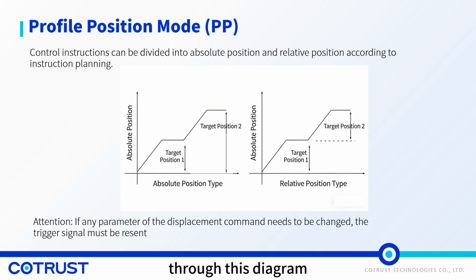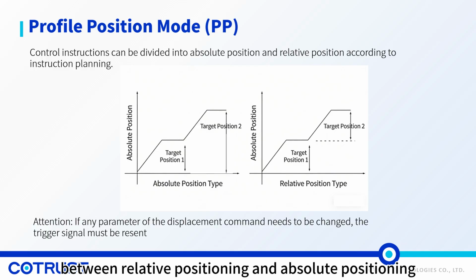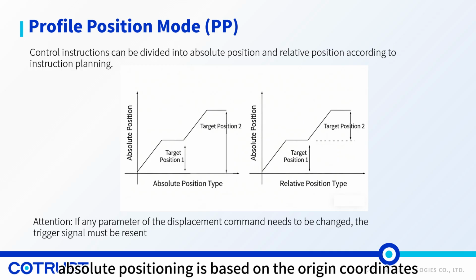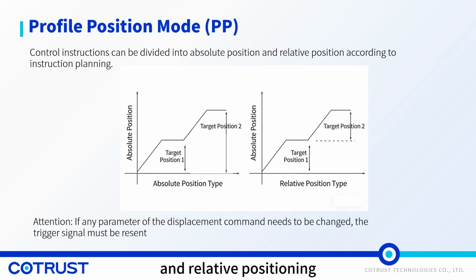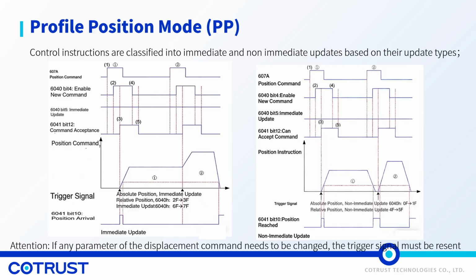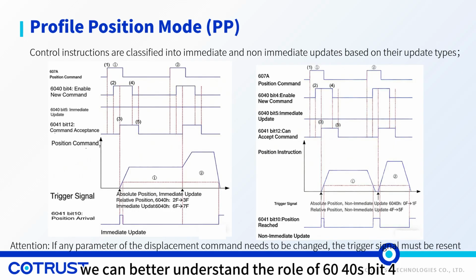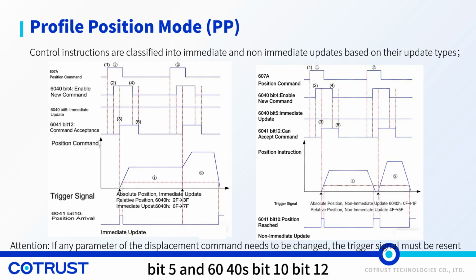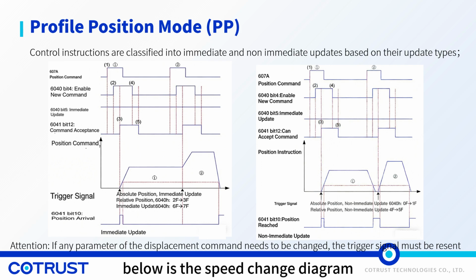Through this diagram, you can better understand the difference between relative positioning and absolute positioning. Absolute positioning is based on the origin, the coordinates, and relative positioning is based on the current position. Through this diagram, we can better understand the role of 6040's bit 4, bit 5, and 6041's bit 10, bit 12. Below is the speed change diagram.